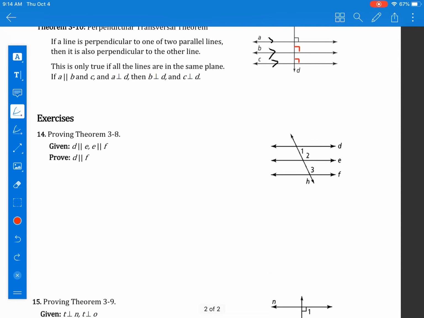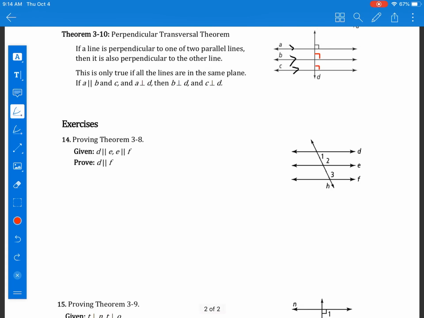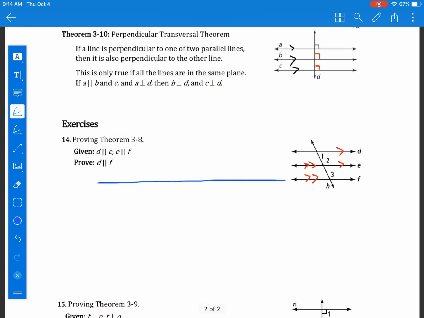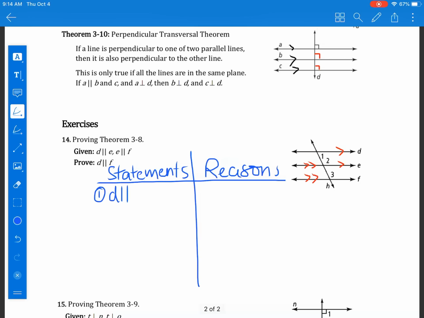So I'm going to zoom in on 14 and we're going to add some things in here. Remember, add the given statement into your picture so you can see it starting to develop. So D is parallel to E and E is parallel to F. So we're going to create a nice little T-table. Our reasons column will hold all the reasons why we can say these. And our statements are also going to be included. Statement number 1, D is parallel to E and E is parallel to F. Why we can say it is because it was given to us.